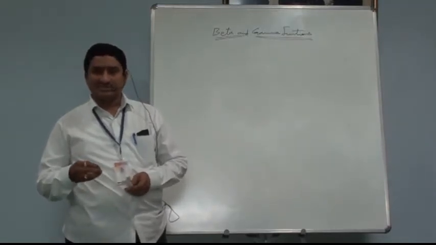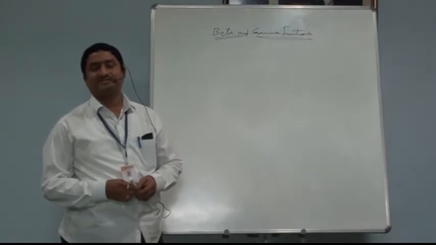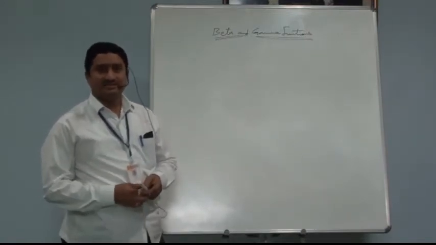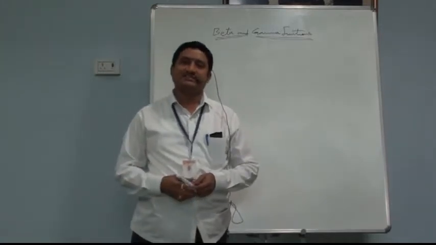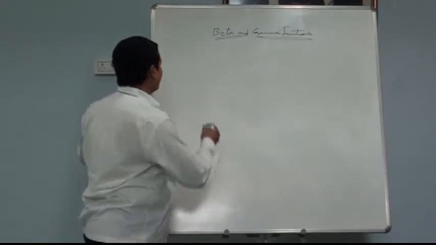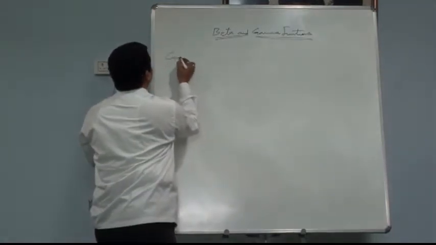There is a specific definition for the beta function and gamma function. We will see one after the other these two functions and the related results drawn from these functions. First one, gamma function.